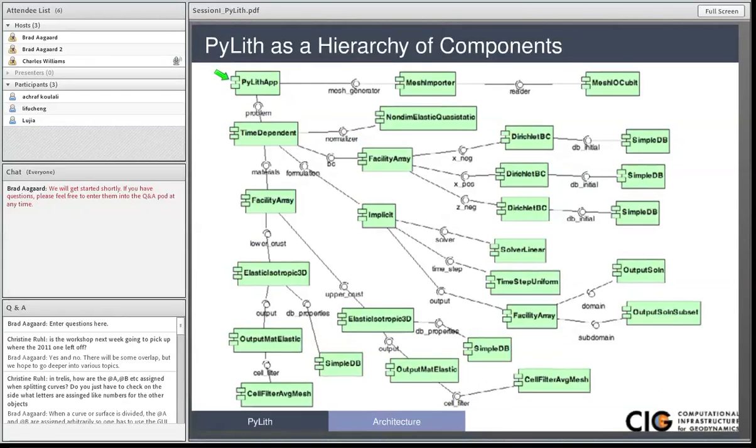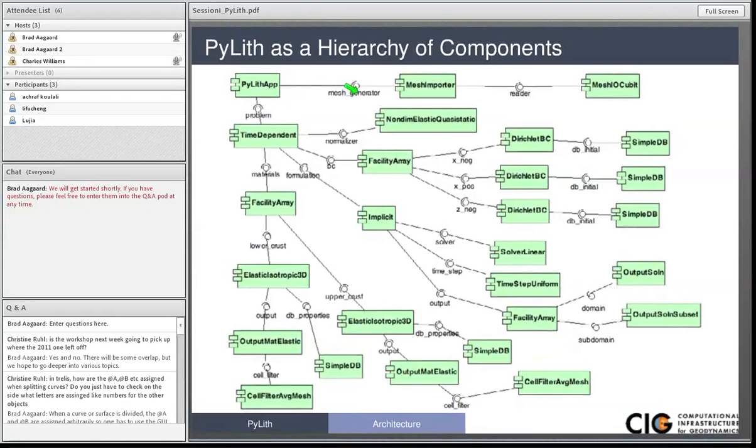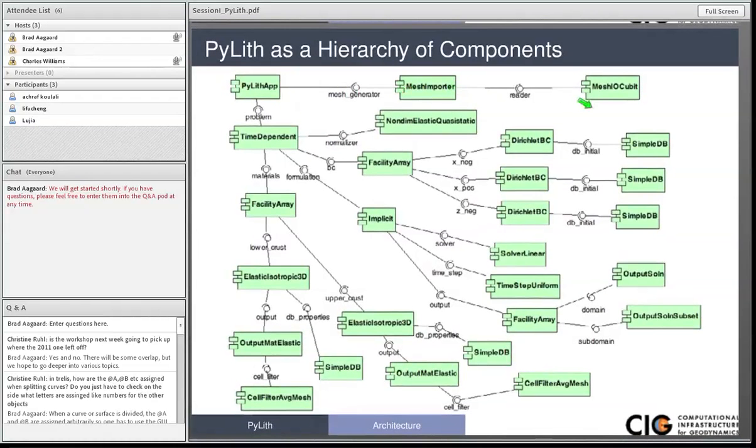So we have our application, we have our mesh generator. We're going to import the mesh from Cubit. So we have a MeshIOCubit component that is a type of mesh importer that is a part of our Pilot application. We then have, we're going to run a time-dependent problem. We're going to non-dimensionalize our units using the elastic quasi-static non-dimensionalization. There's also one that is set up for dynamic problems.